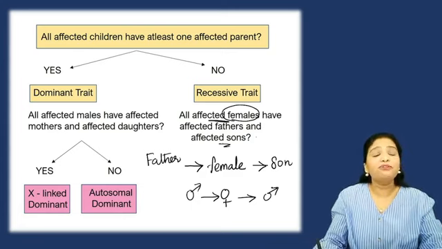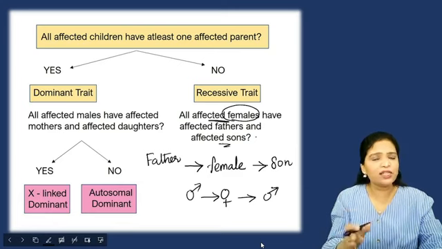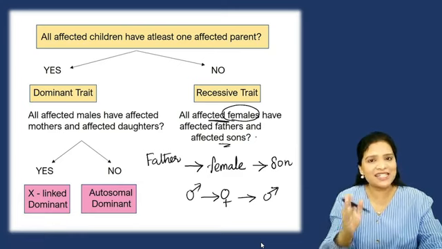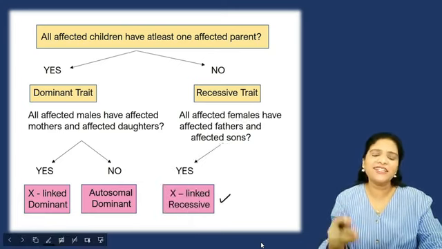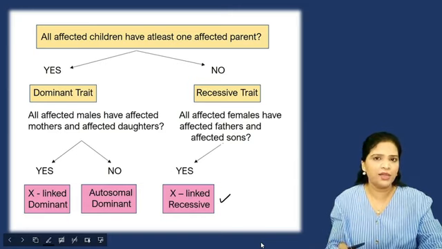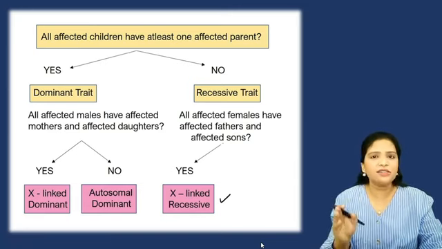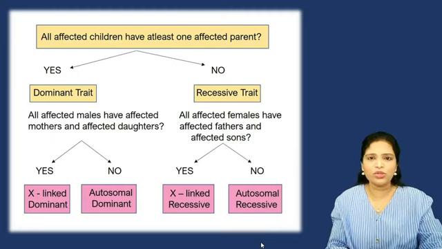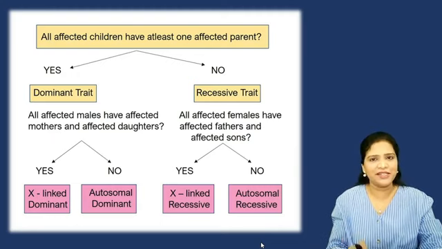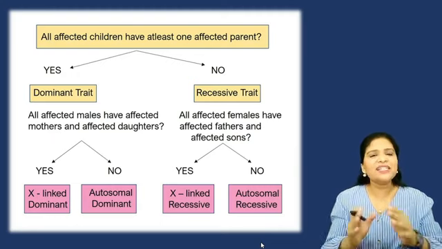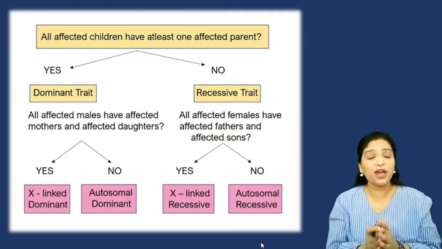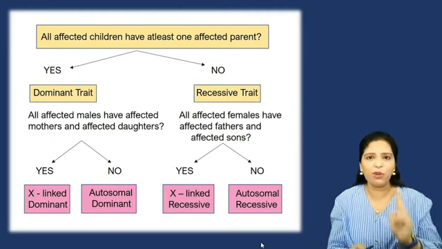So here you have to ask like this. If the answer to your question is yes, then this is an X-linked recessive type of inheritance. If the answer to this question is no, then this is an autosomal recessive type of inheritance. Got it? So this is the only chart which you have to remember. It contains two important questions.